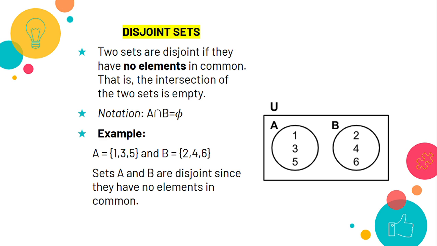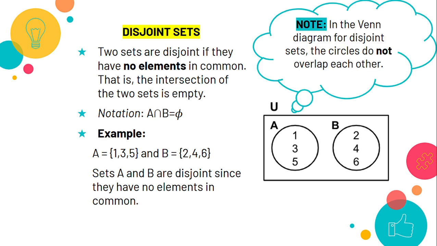Now this diagram that we see is the Venn diagram. As you should observe, with our Venn diagram, if the sets are disjoint, then as we said, the circles that represent the sets do not overlap each other. There is nothing shared, and so the sets are drawn separately.